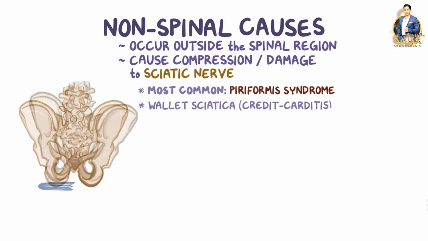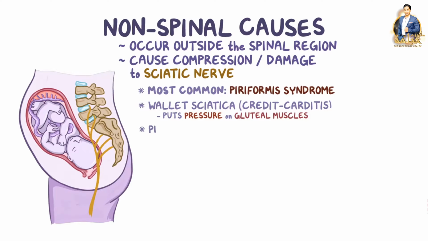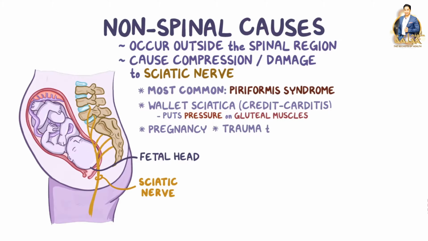A more recent phenomenon is the so-called wallet sciatica, or credit carditis. Many people carry their wallets or other objects in their back pockets. So when they sit down, these objects put pressure on the gluteal muscles, which compress the sciatic nerve, causing sciatica. Pregnancy is another potential cause of sciatica. When sitting, the fetal head presses down on the sciatic nerve, on the area just before it exits the pelvis. Other non-spinal causes include trauma to the leg and pelvic tumors, which can damage or compress the nerve directly.